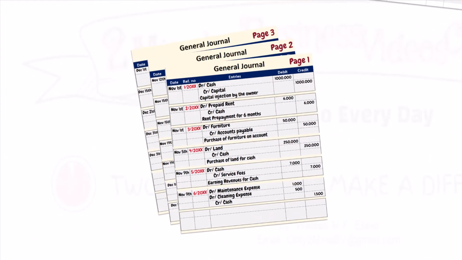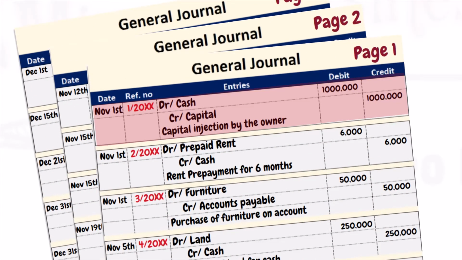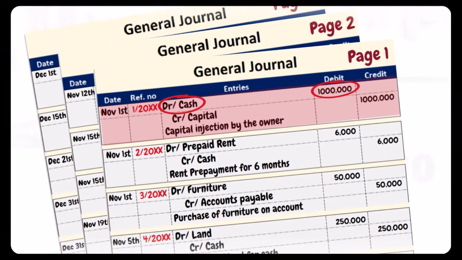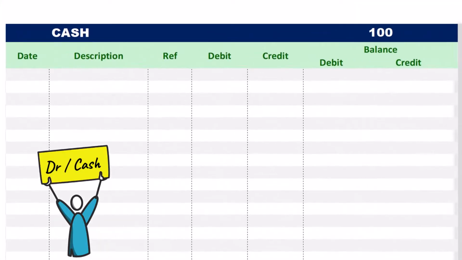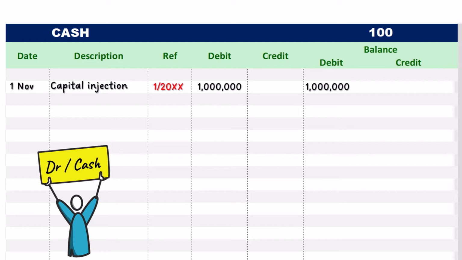Here are some pages of a general journal that include a few journal entries. In the first entry, cash was debited with 1 million. So let us post that to the page of the cash account. Write the date of the transaction in the date column, the description of the transaction, the amount of the transaction, 1 million in the debit column, then the balance of the cash account, which is a debit balance of 1 million. And this is the reference number for the journal entry.